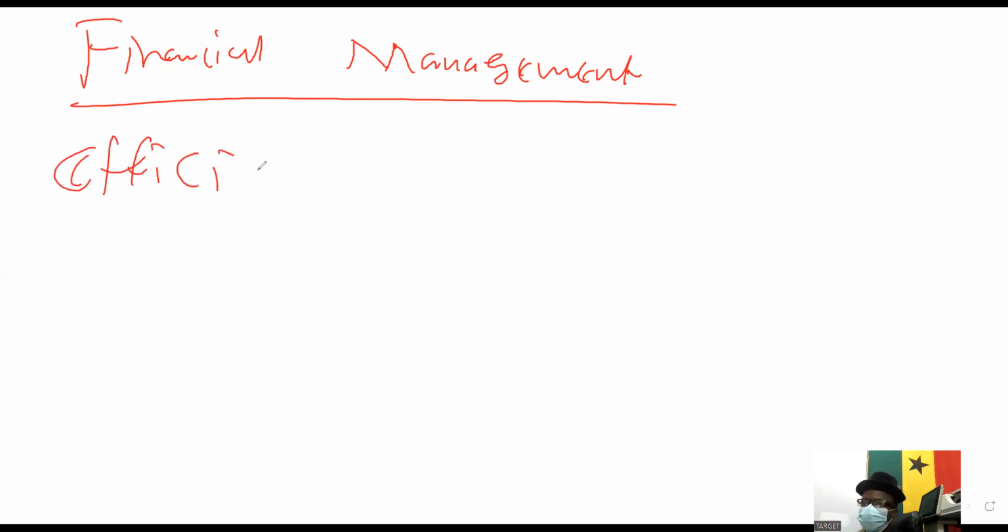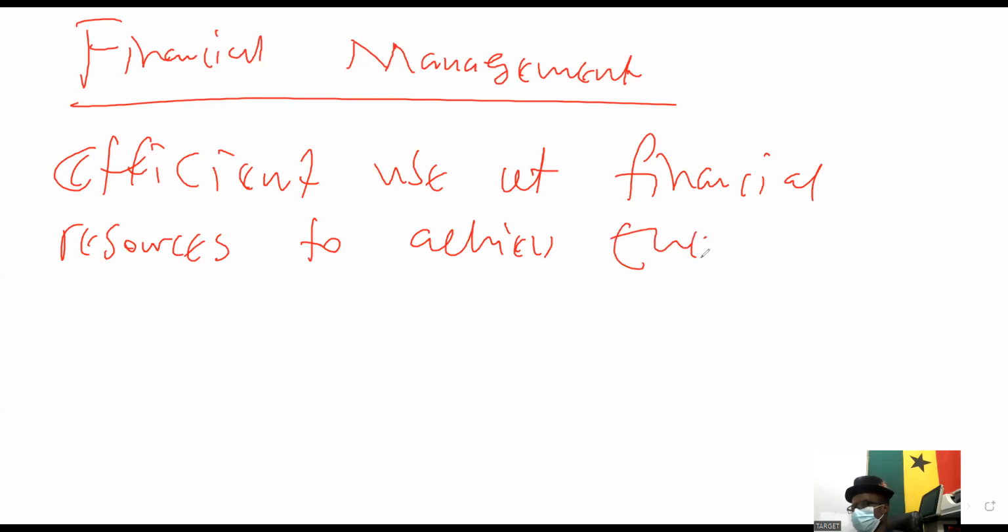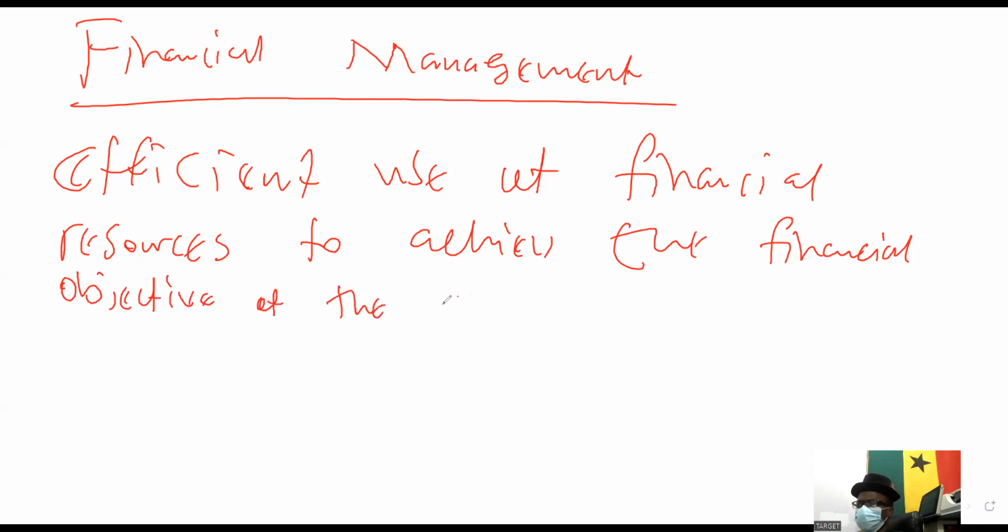Efficient use of what? Financial resources to achieve the financial objective of the entity. Full stop.